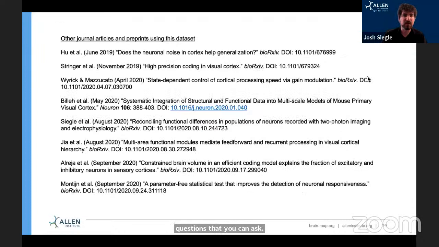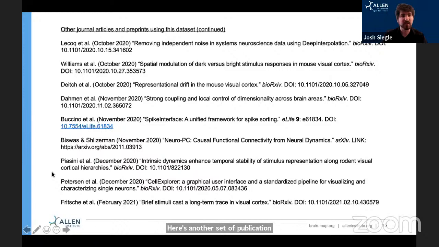There are already a number of preprints and publications that are coming out using this data. These are some that we know about. The data set was only released in October 2019, but there are already quite a few publications that make use of it. Here's another set of publications that have come out more recently. These use the data for everything from validating new methodologies to mining the data for interesting scientific results. There's a very broad range of different uses for this data.